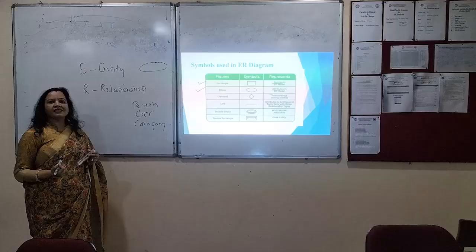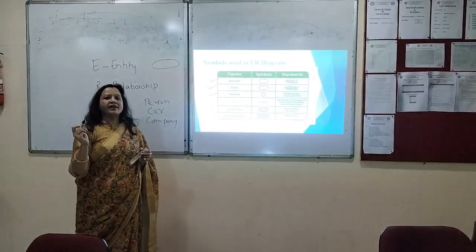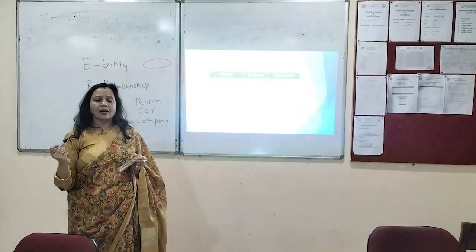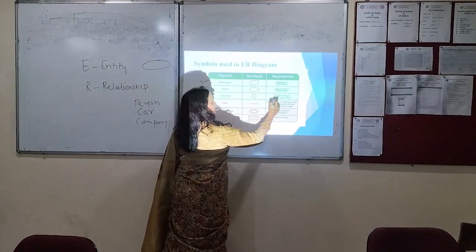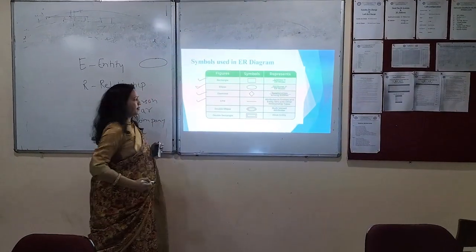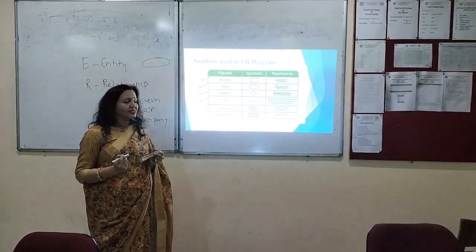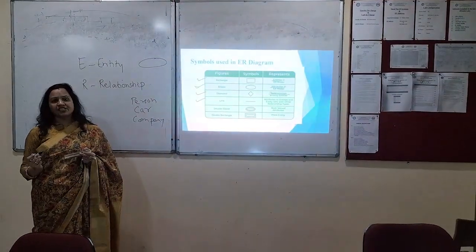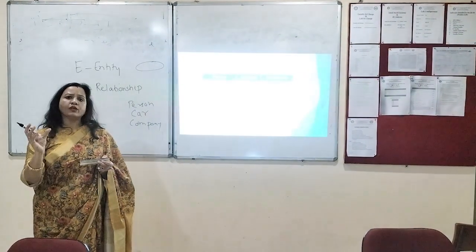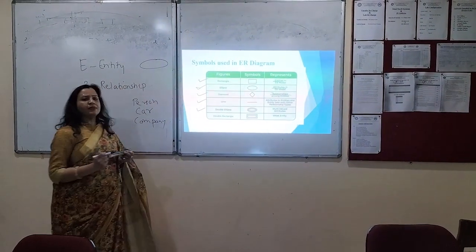The third symbol is the diamond. This diamond represents a relationship among two entities. Any two entities can be related to each other, and this is shown with the help of a diamond. Then comes the single line. This symbol is used to attach attributes to entities and entity sets with other relationship types. That means if we want to connect two entities or a relationship, we will take the help of lines.